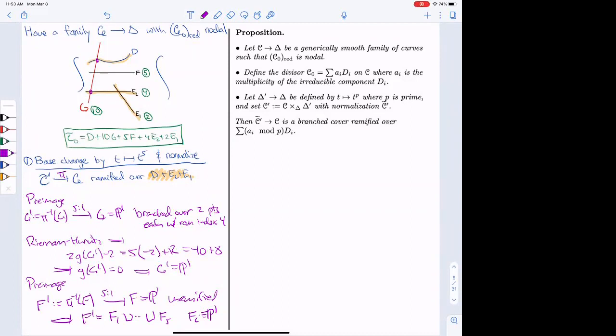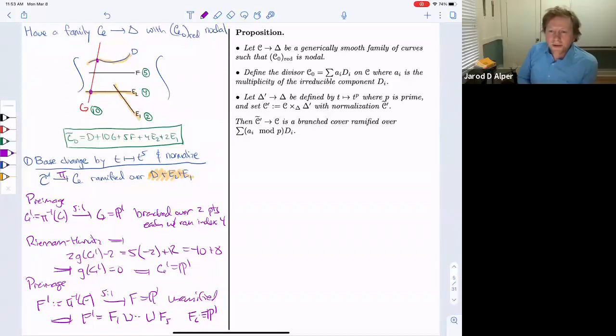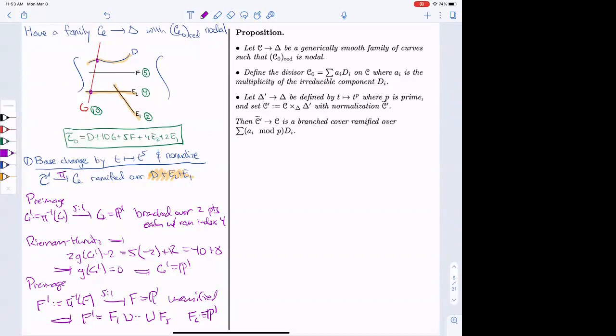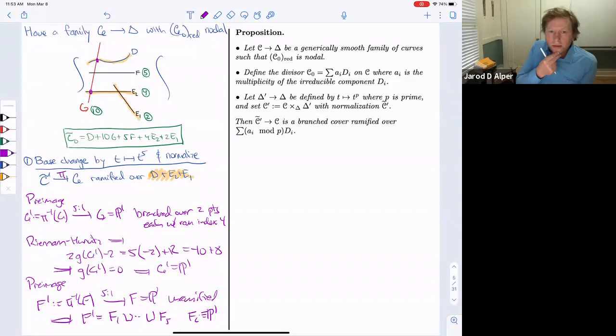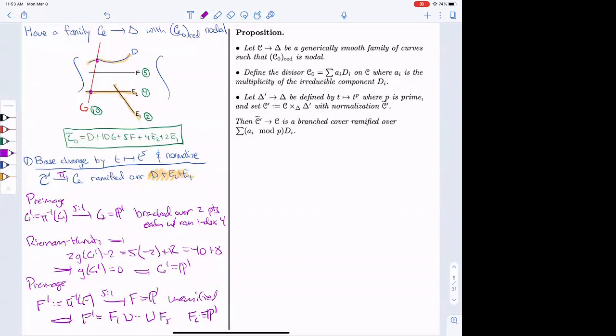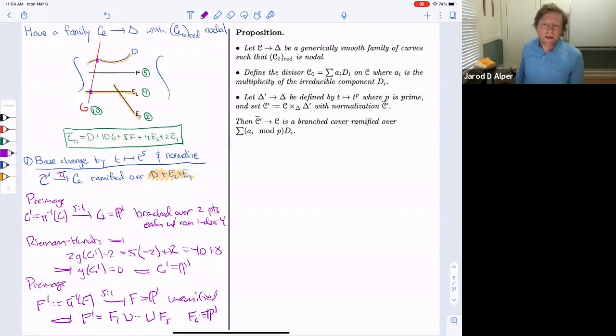Okay, thanks. Sorry, but on the right you wrote that it is branched over something that includes coefficients, right? Yeah, what the right-hand side tells me is that it's ramified over all of the components whose multiplicity is not divisible by 5. So that does not give you the coefficients. What you wrote is not exactly the coefficients you want. Oh, sure. I just did it set theoretically. Yeah, I'm not including the index there. Correct.